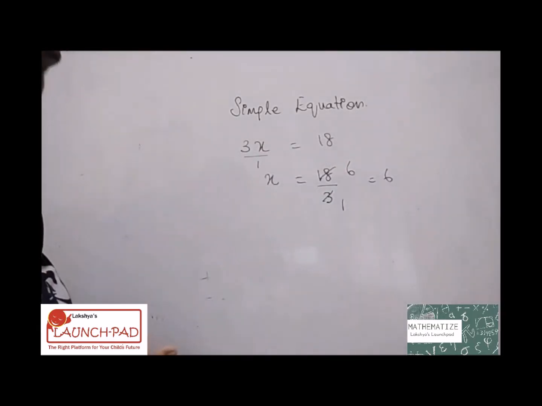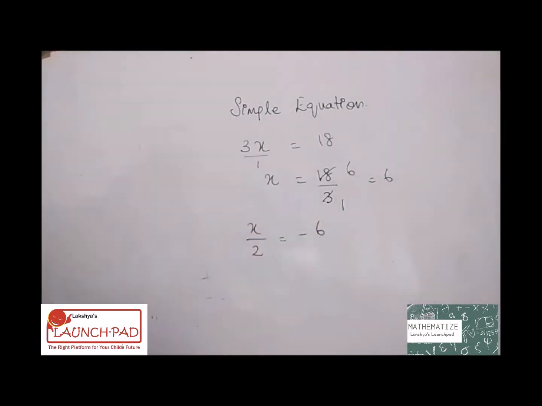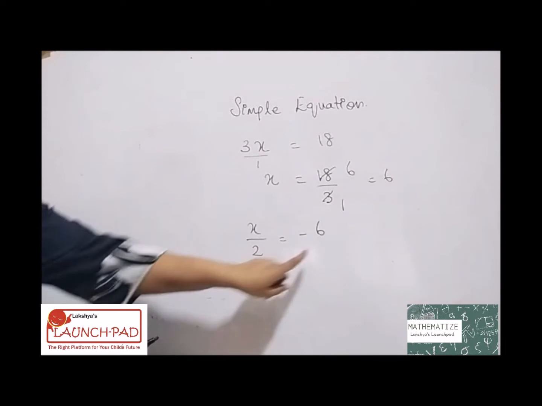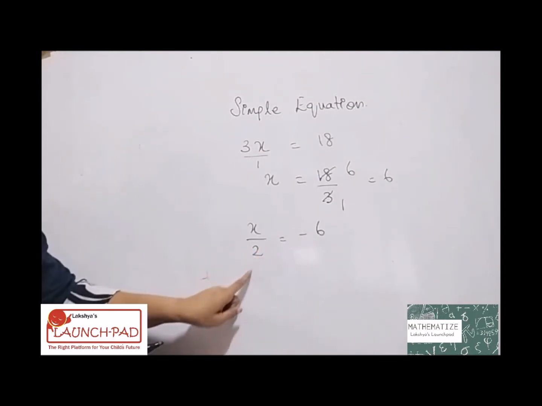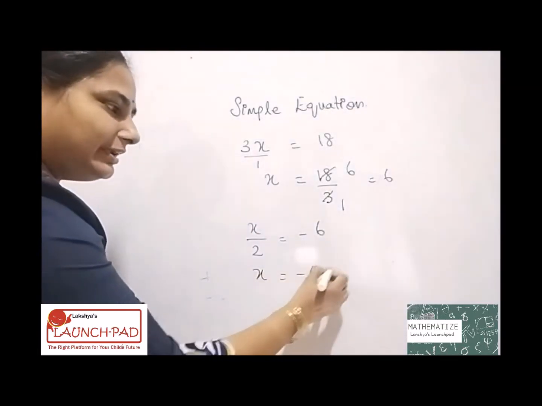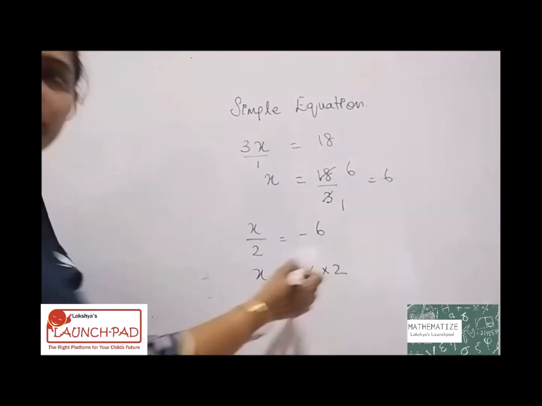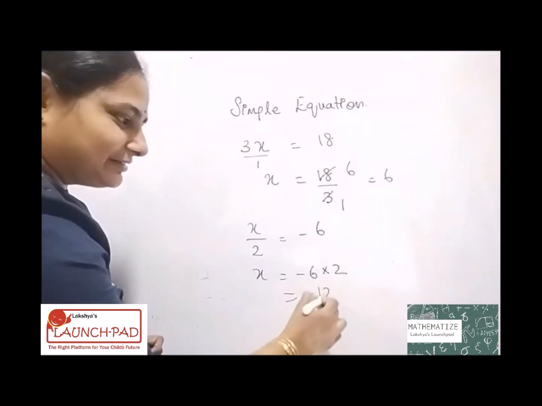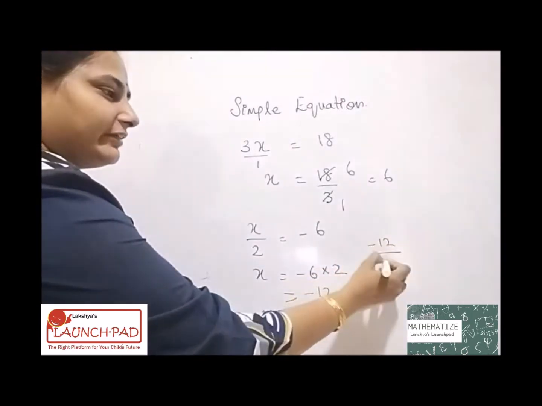Yes, ma'am. Now x by 2 is equal to minus 6. Denominator will become numerator, that means division to multiplication. So x is equal to minus 6 into 2. What is minus 6 into 2? Minus 12. It's multiplication. Okay. So now verify. Minus 12 divided by 2.